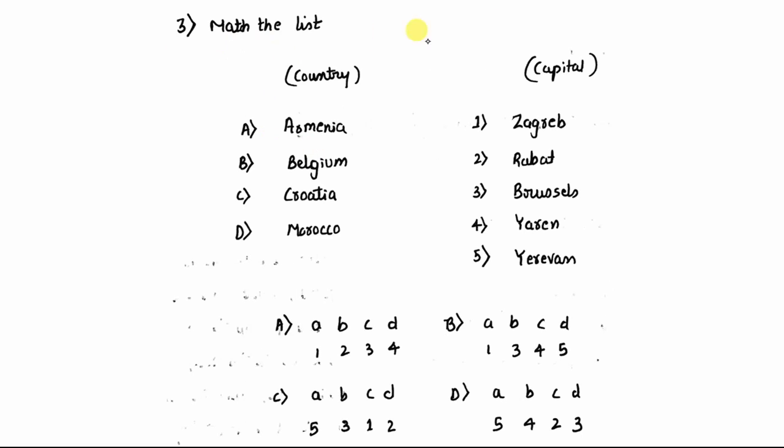The third one, match the list. On one side they have given countries and on the other side the capital of that country. Armenia, Belgium, Croatia, Morocco, and Zagreb, Rabat, Brussels, Yerevan. And the answer is C. That is Armenia for Yerevan, Belgium for Brussels. So you know Belgium for Brussels.